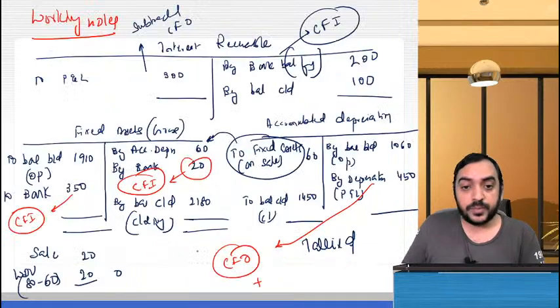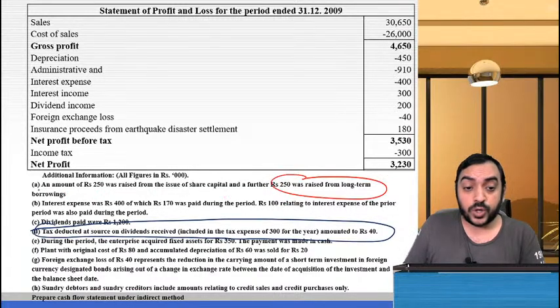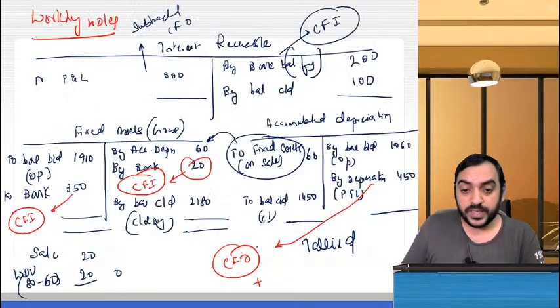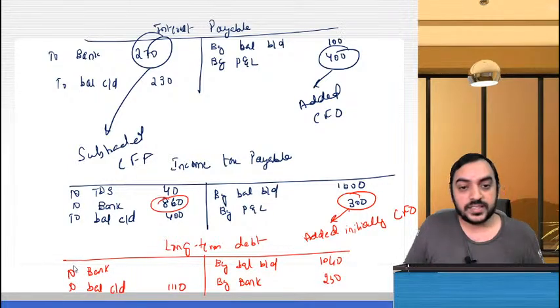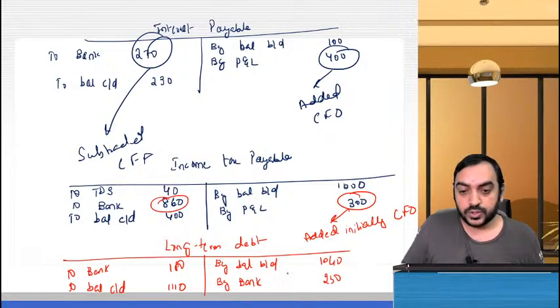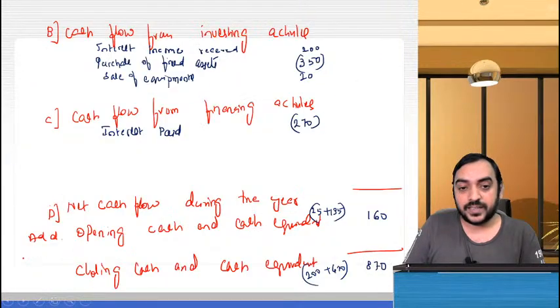Then they said in the information an amount of 250 was raised. Okay, 250 was raised from long-term borrowings. So by bank 250, and the balancing figure is repaid to bank. The balancing figure repaid to bank is 180. So both 250 and 180 will come in cash flow from financing activities.